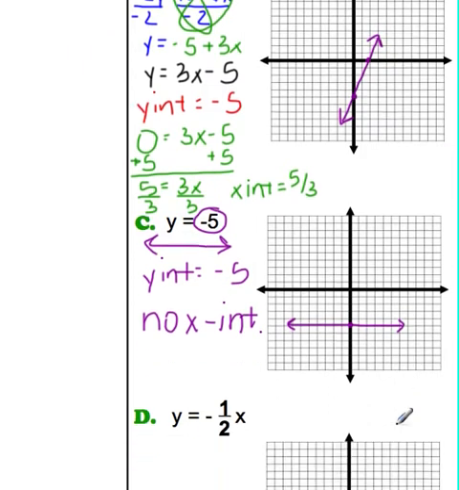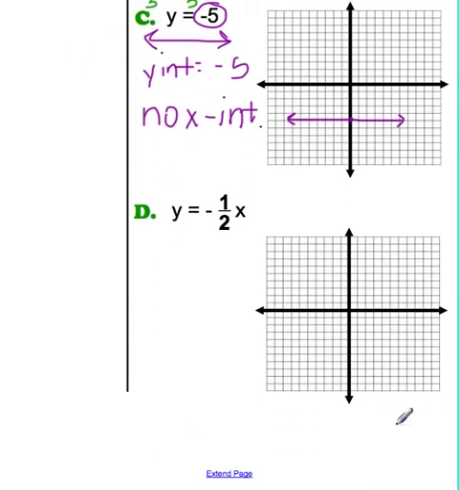So now we're going to go ahead and take a look at one last example. We have y equals negative 1/2 x. Now if you recall from these types of problems earlier, we don't have any value here, which tells us that our y-intercept is equal to 0. So then if I put in 0 for y, I get 0 equals negative 1/2 x.